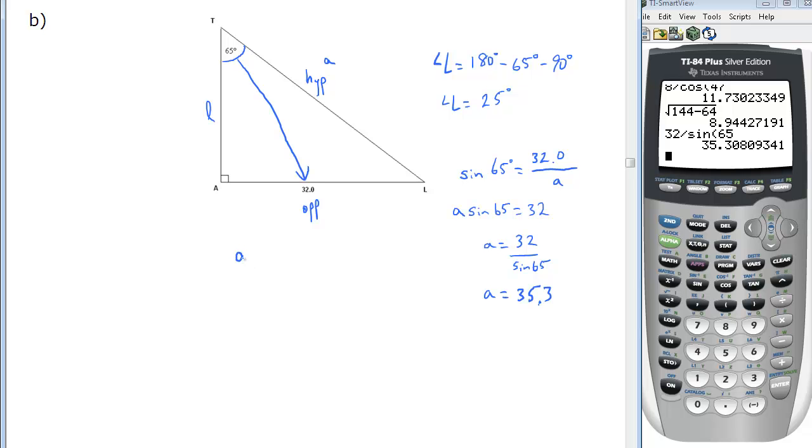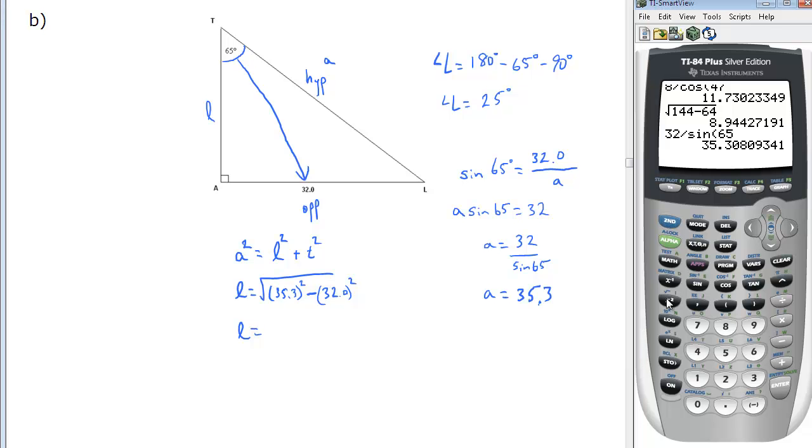We'll write it a different way this time. The hypotenuse squared equals the two legs squared, so L squared plus T squared. We solve for L, we're going to get the square root of A squared, so 35.3 squared, minus, remember the T comes over, 32.0 squared. And we move to our calculator to find the answer.